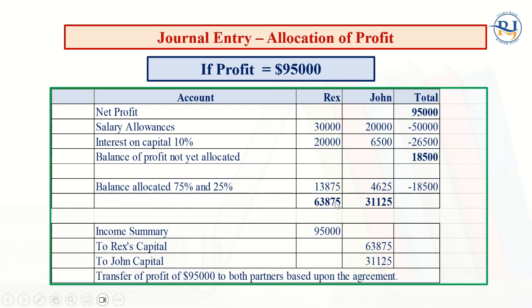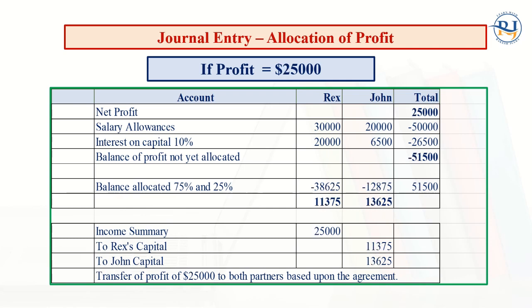63,875 Rex will get, and John will get this amount. Income statement, and these two amounts will be credited accordingly. So this is the way to distribute the profit. 95,000 profit is distributed in this way.